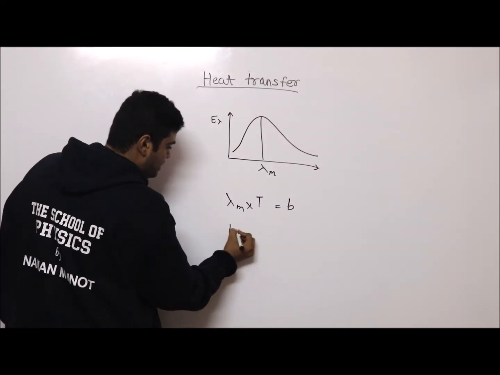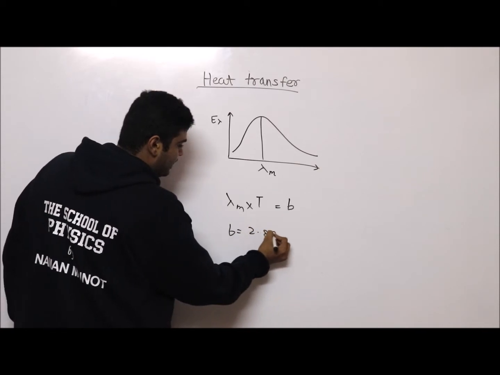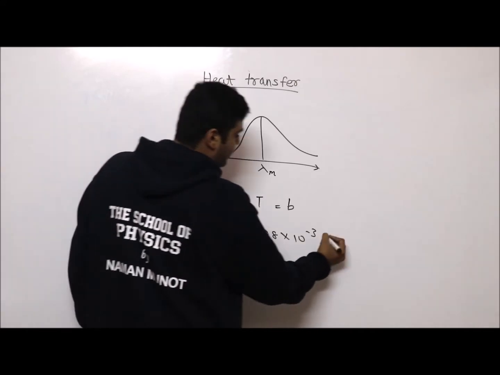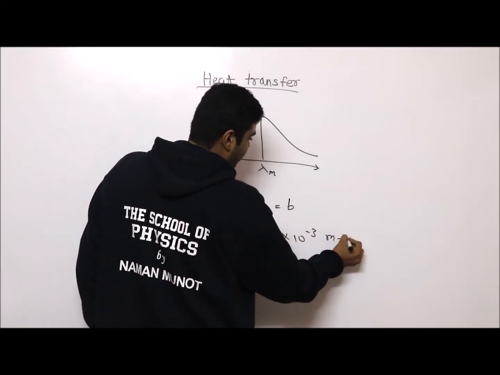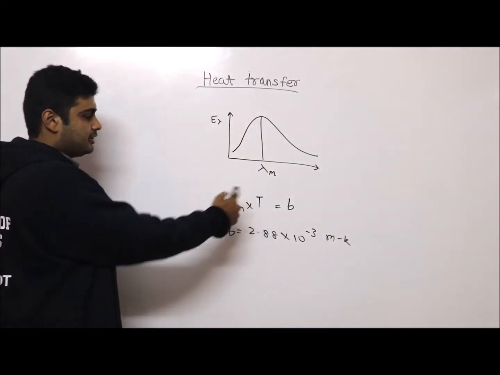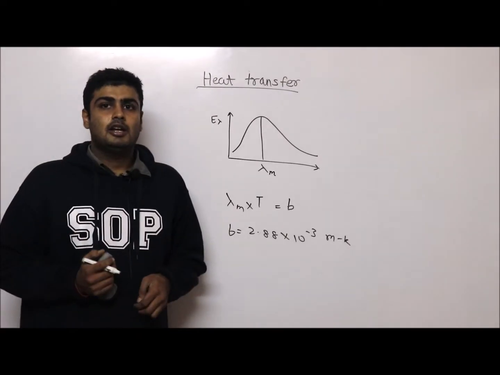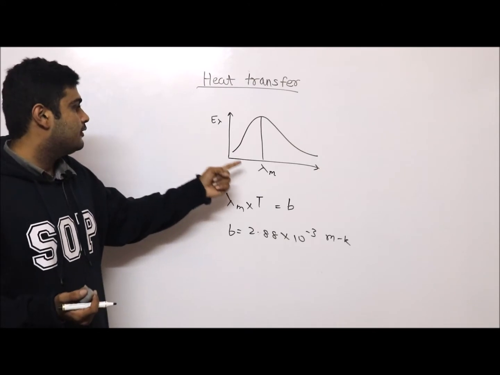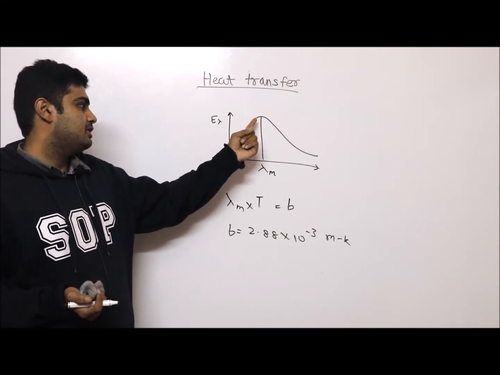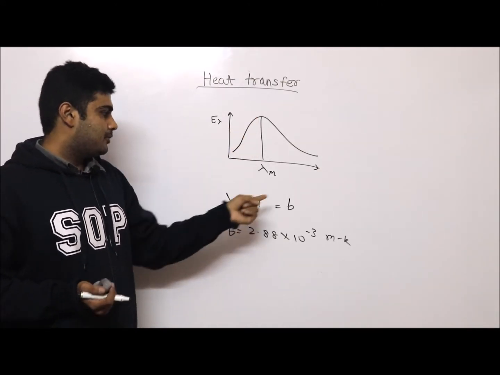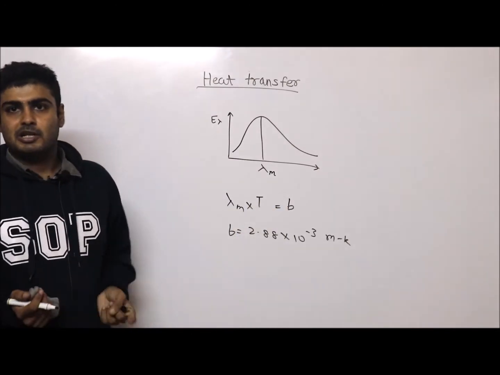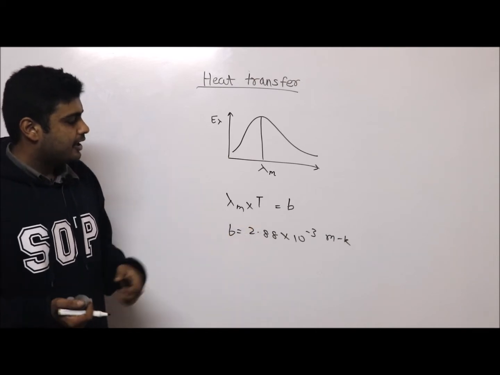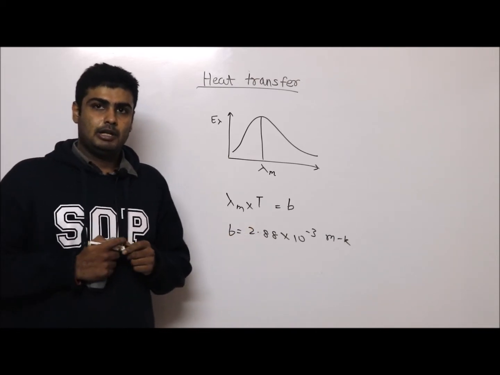We have to remember the value of B, which is 2.88 into 10 to the power minus 3 meter Kelvin. This is what is to be remembered. A direct question will come in the exam. The wavelength corresponding to the maximum energy radiated, multiplied by its absolute temperature, is equal to Wien's displacement constant B, which is 2.88 into 10 to the power minus 3 meter Kelvin.